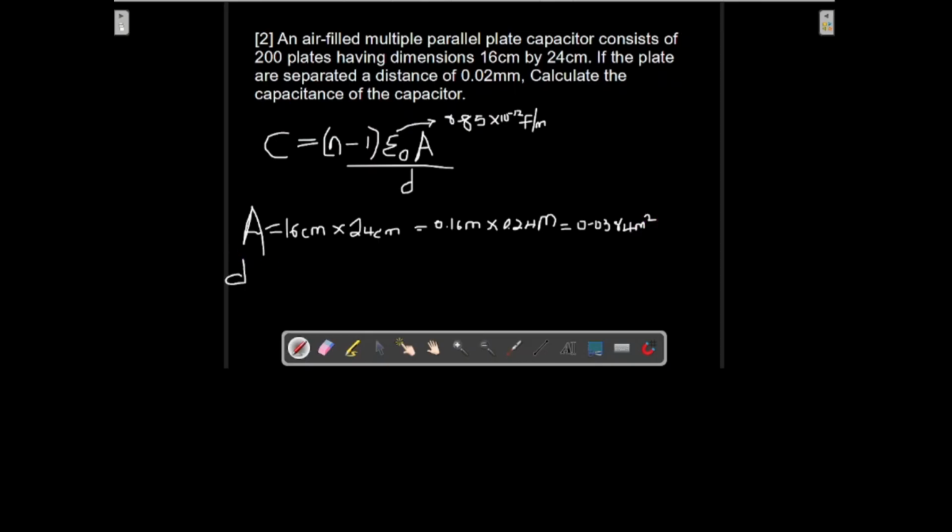Now what else? We have the distance. The distance from the question was given to be 0.02 millimeter. But of course, we know we have to convert this to meter again. And how do you convert from millimeter to meter? You just divide by 1000. All right. So on conversion from millimeter to meter, now we are going to get 0.00002.